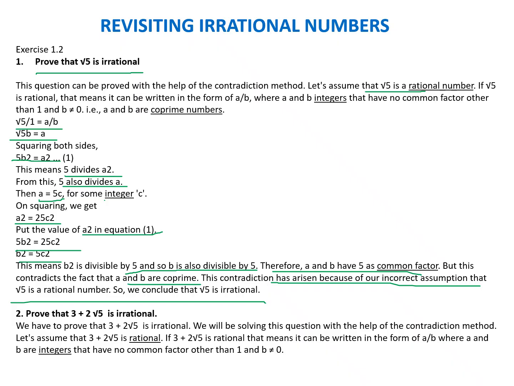Now another example: we have to prove 3 plus 2 root 5 is irrational. We will solve this using the same contradiction method, the same way we used in the previous example. For the solution, we move to the next slide.